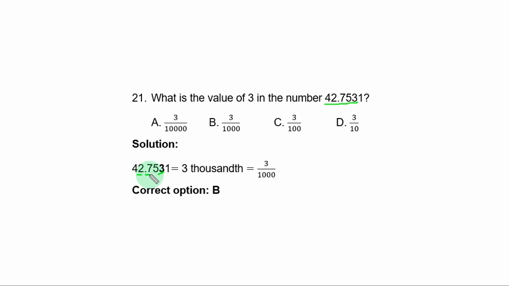That is 7/10. The next one is 500. That is 5/100. The next one is 3,000. That is 3/1000. B is the correct option.